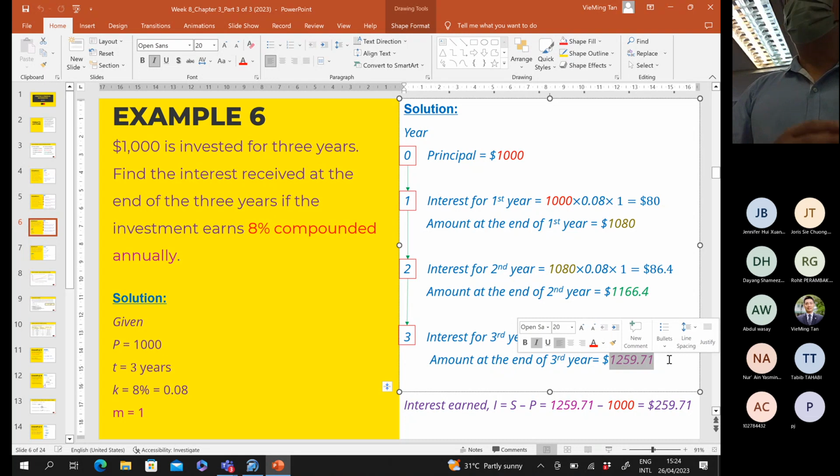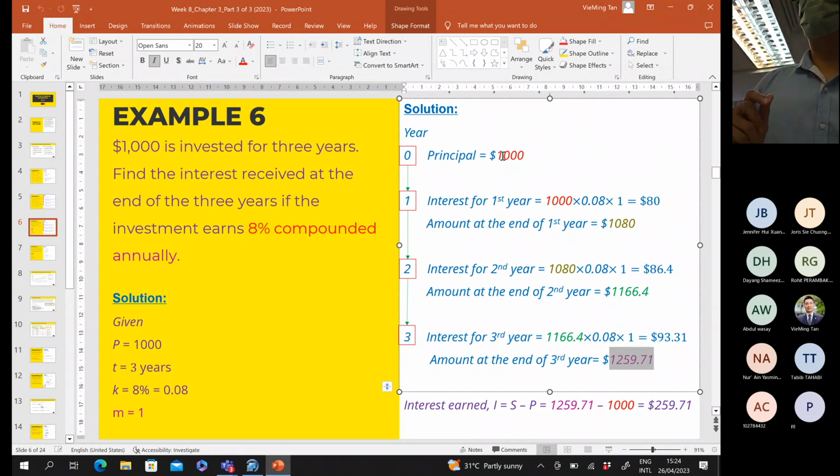Okay. So if the question asks you how much is the interest earned in these 3 years, we can use I is equal to S minus P. So we use the accumulated amount in year 3 minus the principal invested in year 0. So the answer is equal to $259.71.